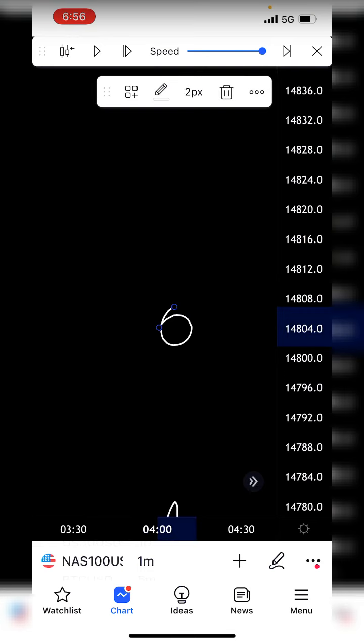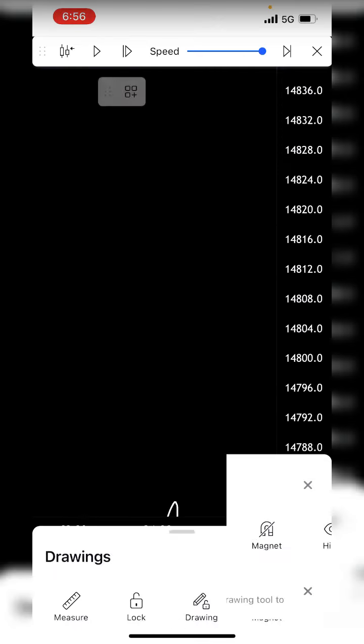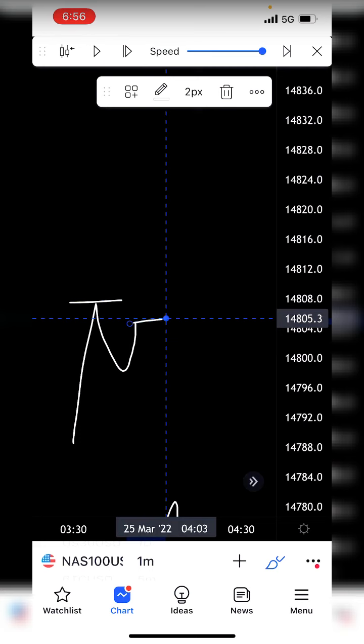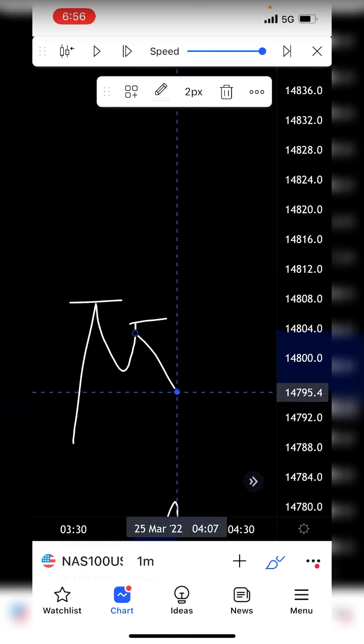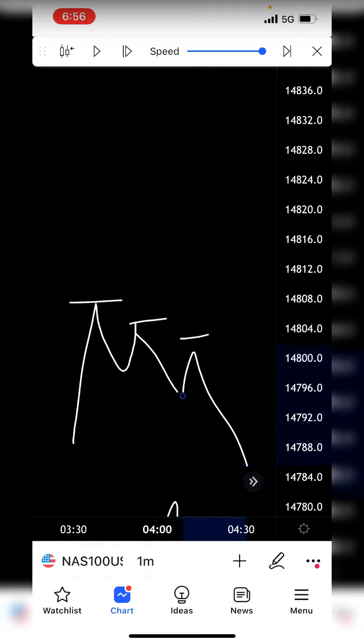When price fails to create a higher high, now you've got a lower high. Now it can come down and do the same thing. Understandable? No? Makes sense? No sense?